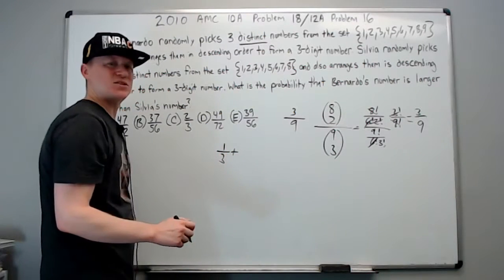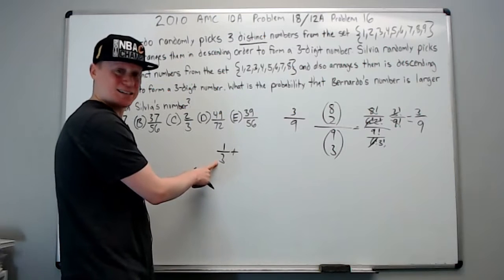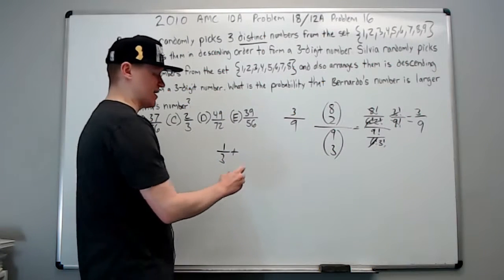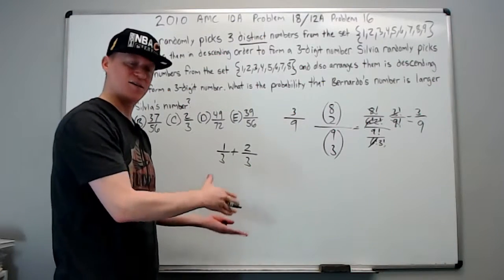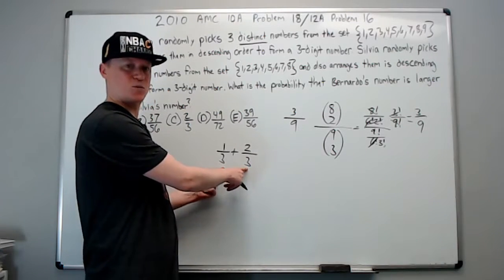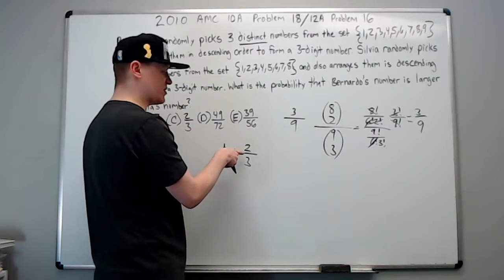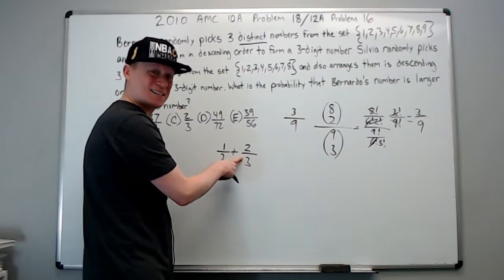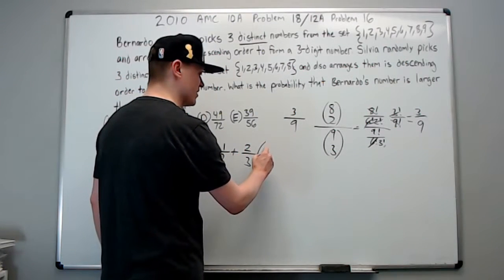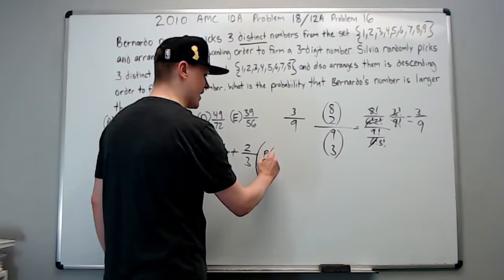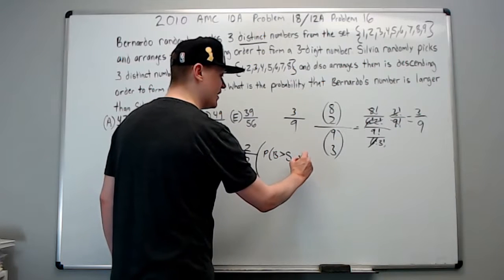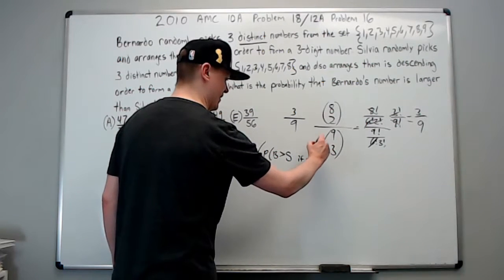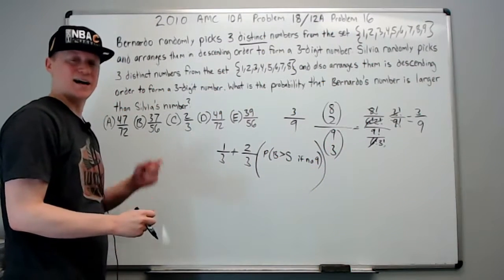Okay, so there's a 1 in 3 chance right off the bat that Bernardo wins. But we have to do what's left. If he doesn't get a 9, what's the chance he doesn't get a 9? It's obviously 2/3 because there's only 2 possibilities. Get a 9 or don't get a 9, and these have to add up to 1. So it's going to be the 2/3 chance that he doesn't get a 9 times the probability that Bernardo is greater than Sylvia's number if he doesn't have that 9, right? Given that he didn't get a 9.